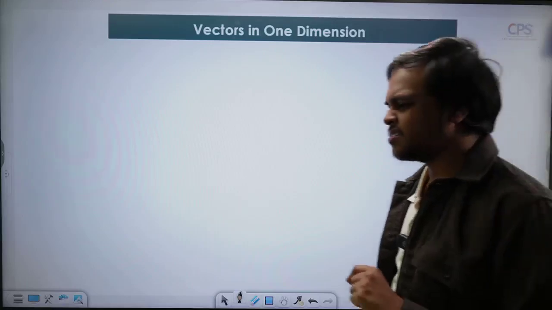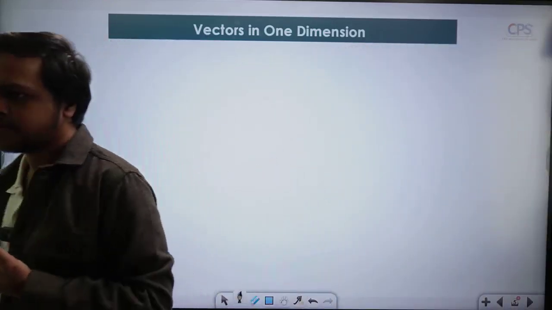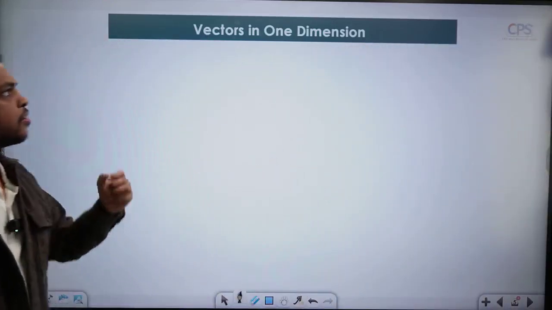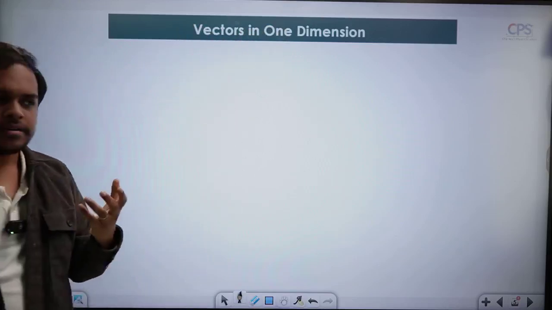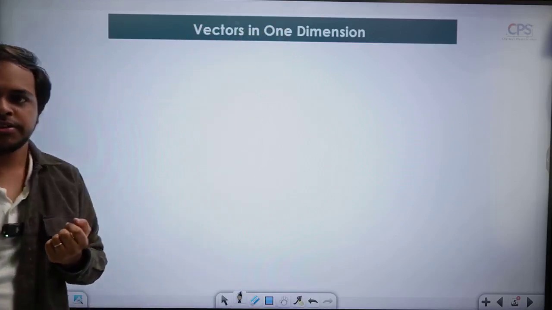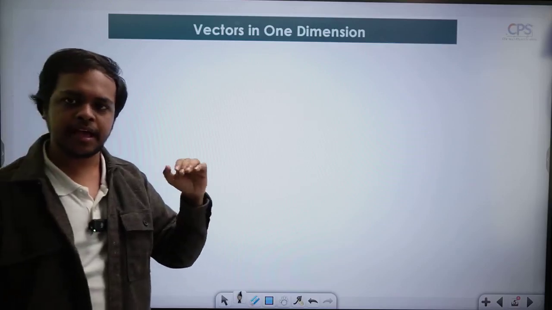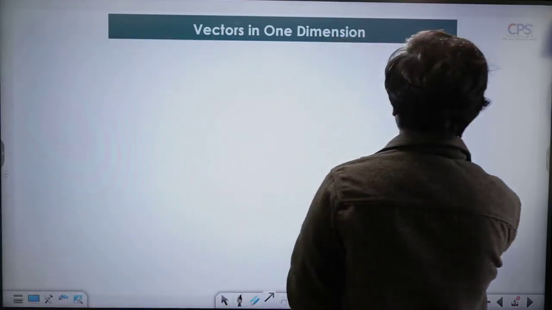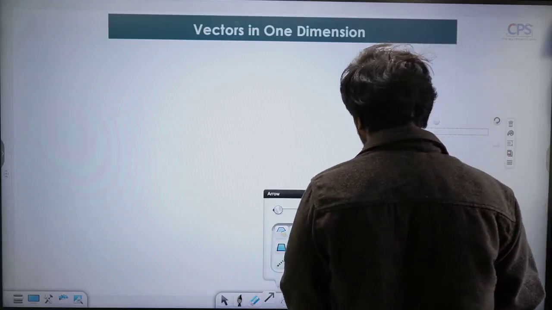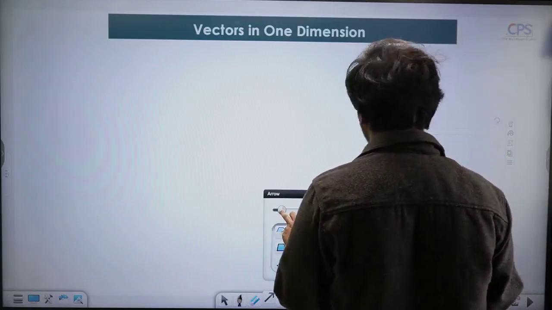Now let's study vectors more. We are studying vectors in one dimension. What does dimension mean? Dimension means the pathway of something happening. See, our world is three-dimensional. What I am saying is our world is three-dimensional.